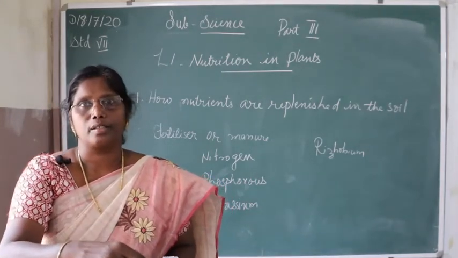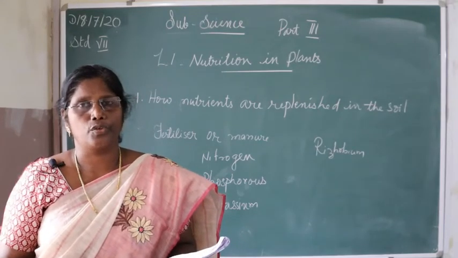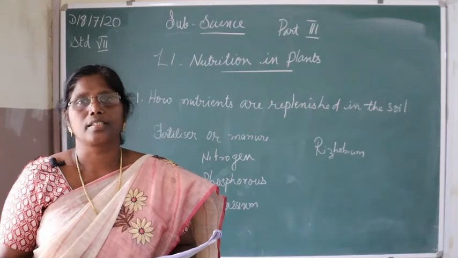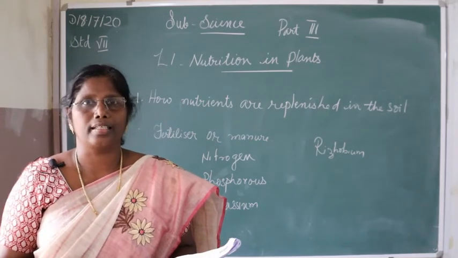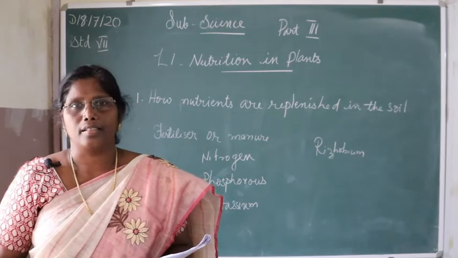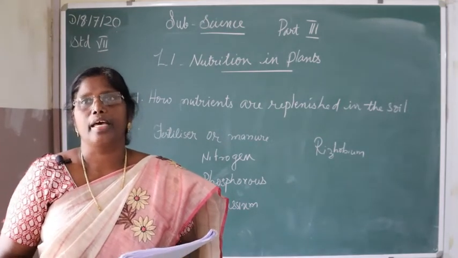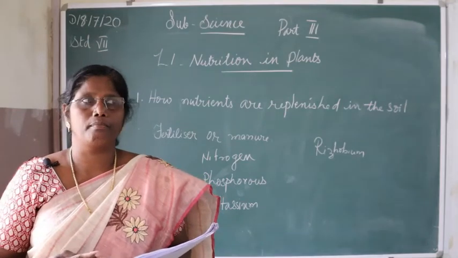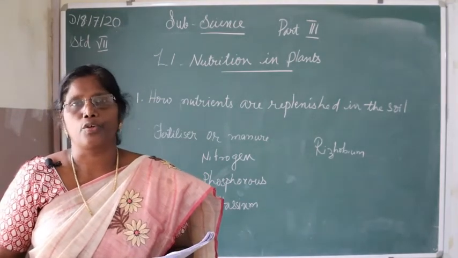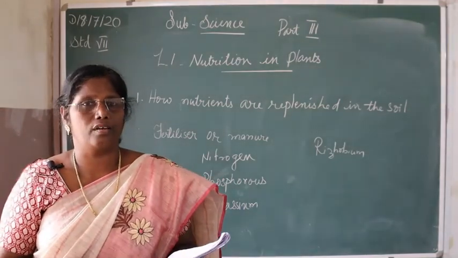And the raw materials needed for the plants to do photosynthesis are carbon dioxide, chlorophyll, sunlight, and water. Without chlorophyll and sunlight, photosynthesis cannot happen, and we get oxygen as a byproduct of photosynthesis, which is very essential for all the living organisms.